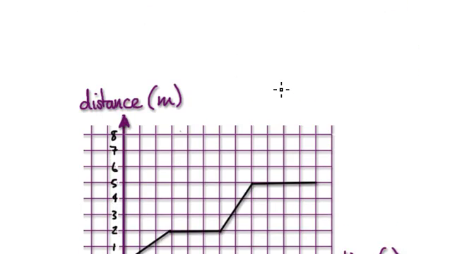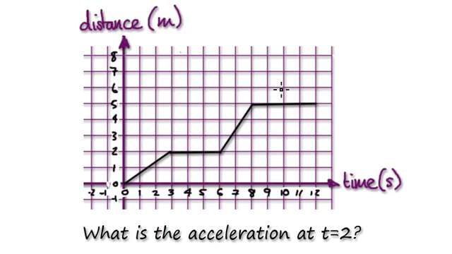So looking at this here, given this random graph, what is the acceleration at time equals 2? Okay, so press pause and have a go. Okay, at time equals 2. If you look at this, it's a straight line here. It's a straight line.